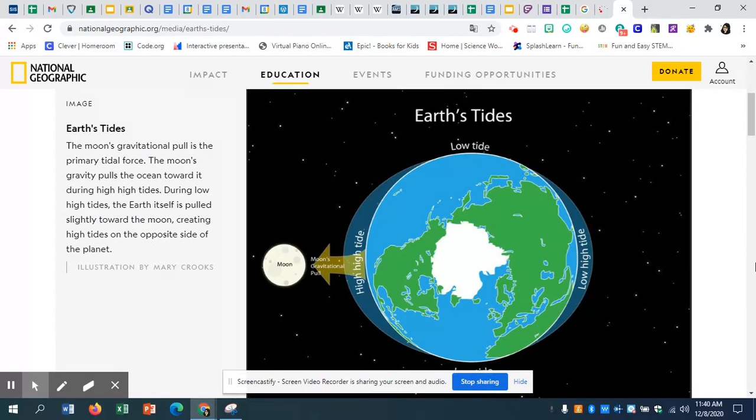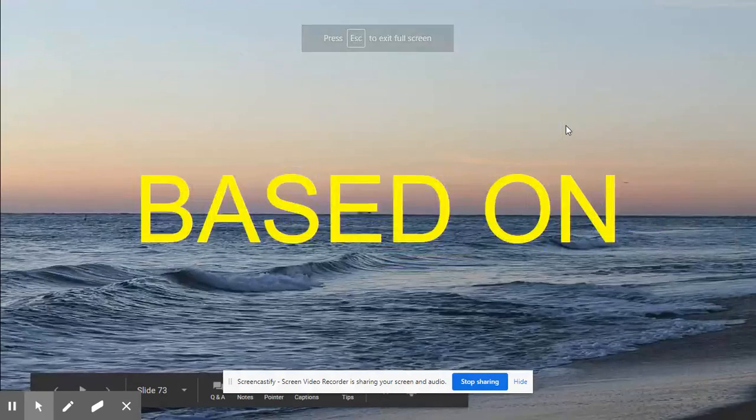Hey Science Peeps, today is December 9th, and today we're going to learn and talk about tides. And so the reason why we learned about the phases of the moon first was because depending on the phase of the moon, we'll see different kinds of tides on our Earth's surface.